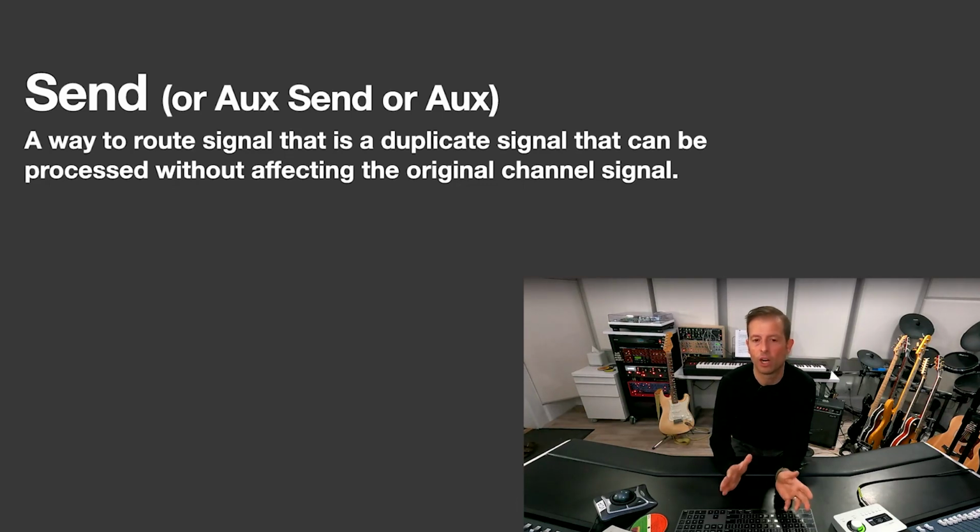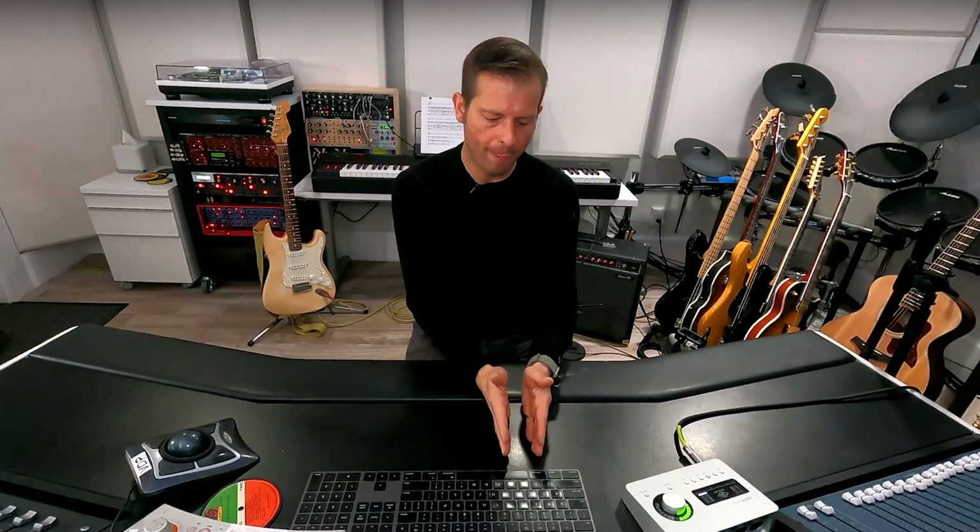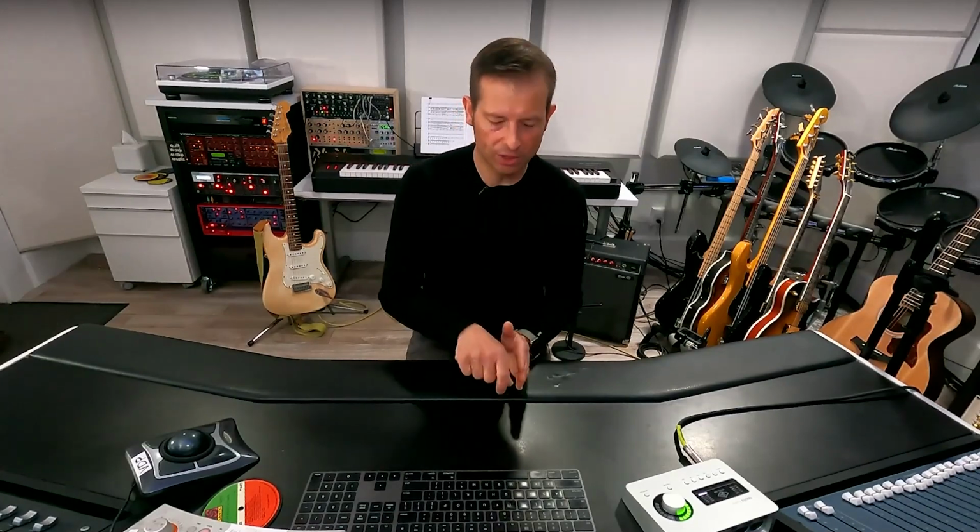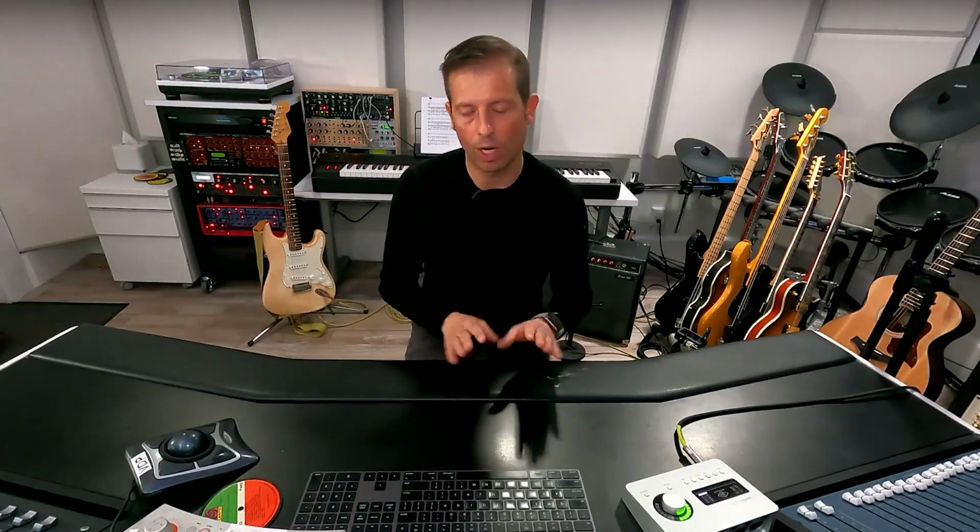A send, or an aux send, or just aux, is a way to route a signal that duplicates that signal that you then can process without affecting the original channel signal. So basically, take this guitar that we just recorded, a clean guitar tone or a vocal. We can use a send to send that signal to another channel, and then on that channel put a signal processor or a plugin, and then that can be the processed channel, and then we can blend exactly what we want. We have the dry signal on one channel, the wet signal on the other one, and we use a send to send that signal and duplicate it so that we can process it.